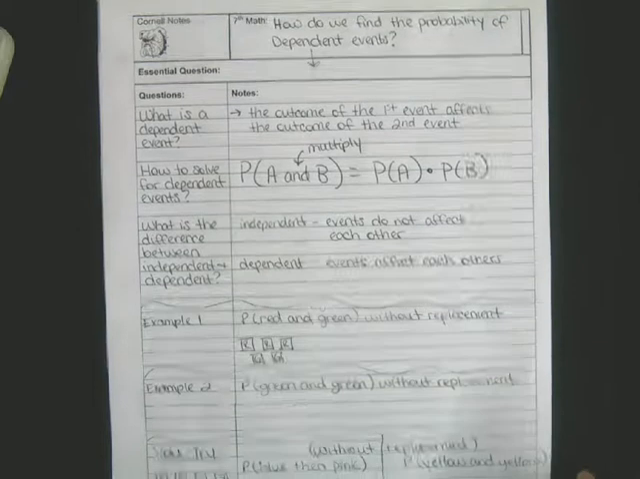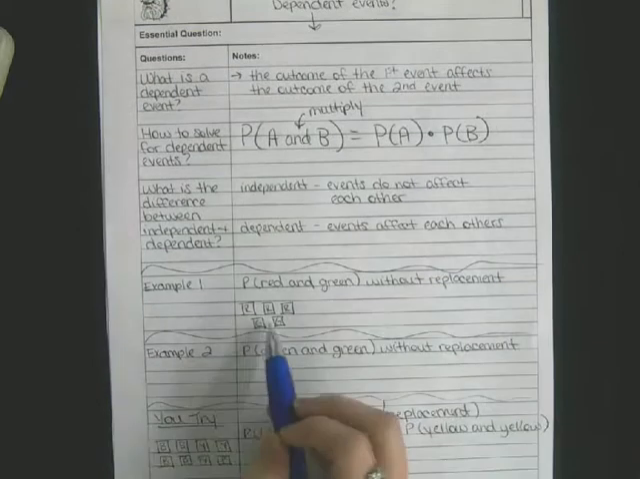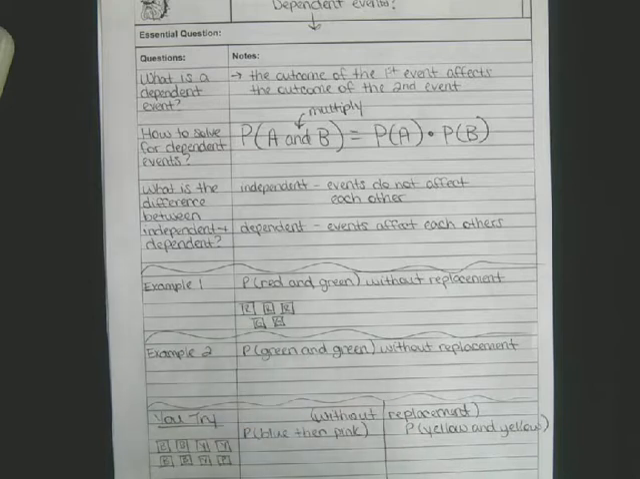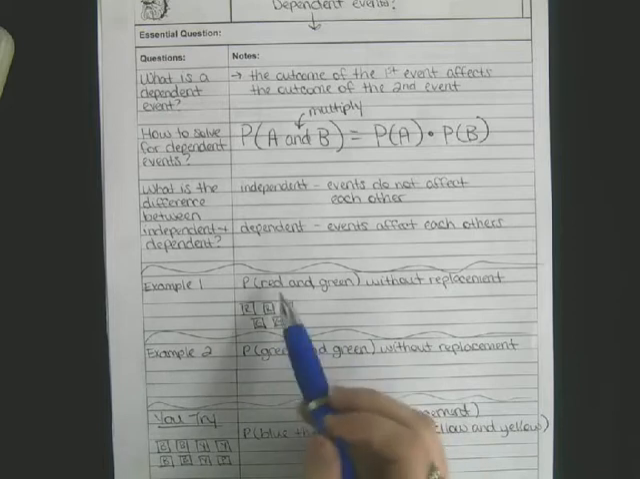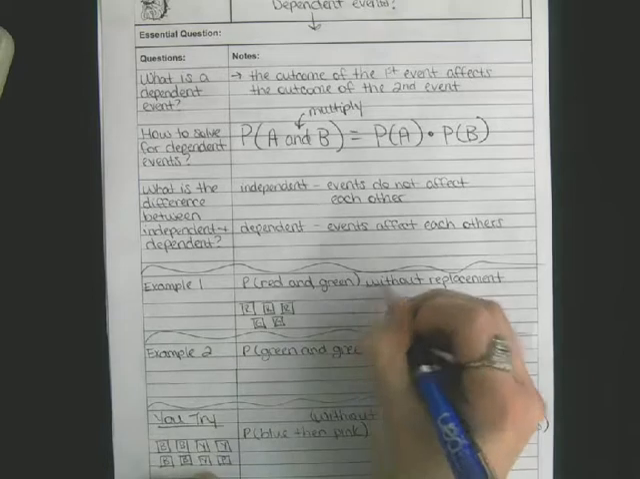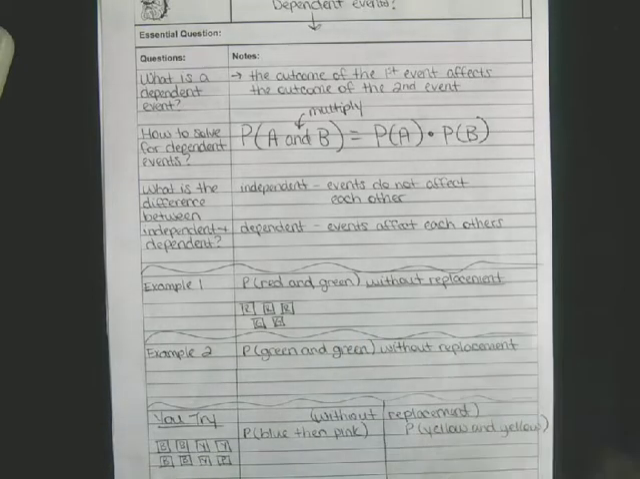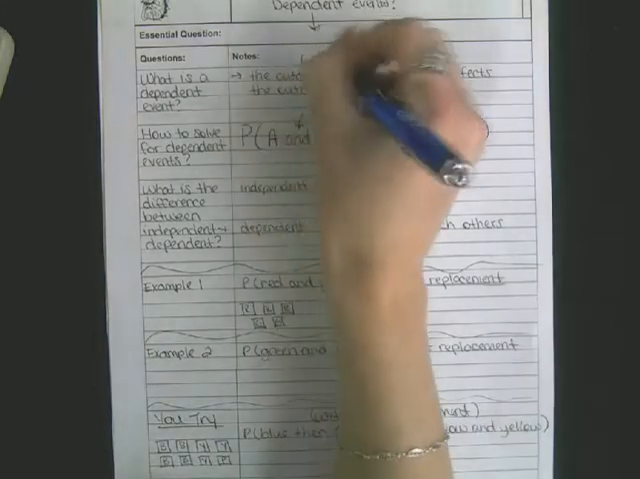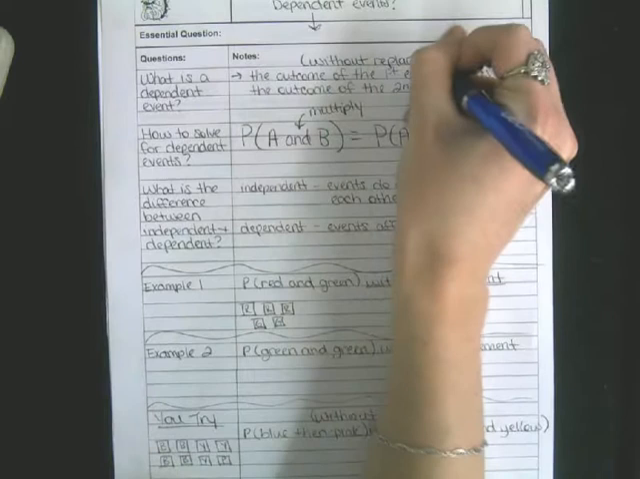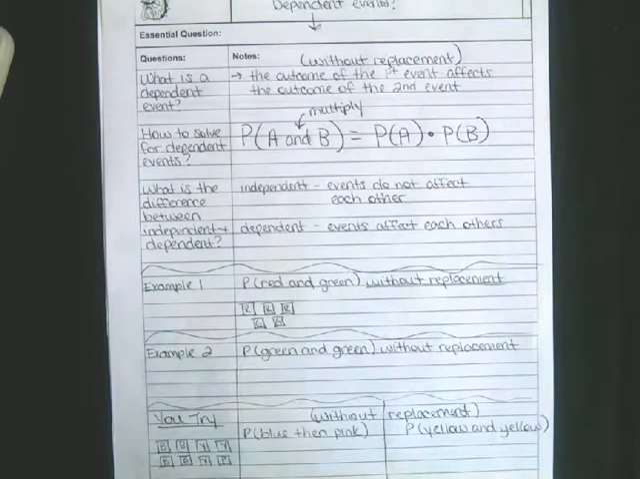So here in example 1, I want you to draw this. We have 3 red cubes, 2 green cubes. I want you to pause, go ahead and draw that. So what we're going to do here is find the probability of picking red and green without replacement. This right here, without replacement, that's going to clue you in that it's a dependent event. So whenever it's dependent, you're going to see the words without replacement.